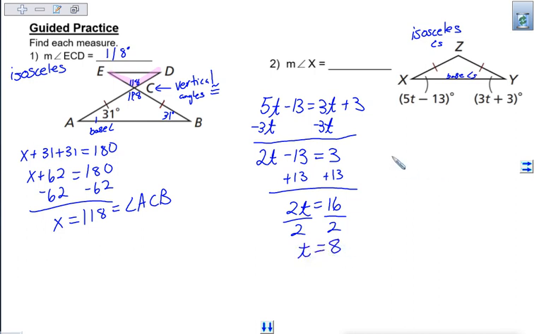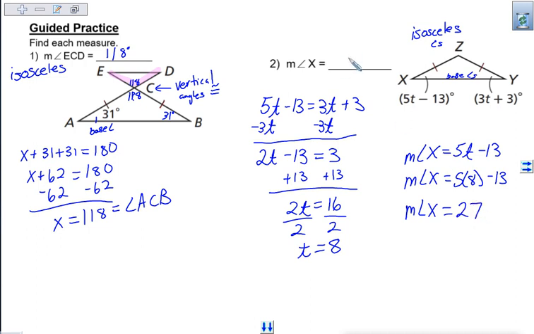But we weren't just looking for t, we're looking for the measure of angle x. And angle x was 5t minus 13. And we need to substitute in for t. So 5 times 8 minus 13. So 5 times 8 is 40, minus 13 is 27. So angle x is 27 degrees.